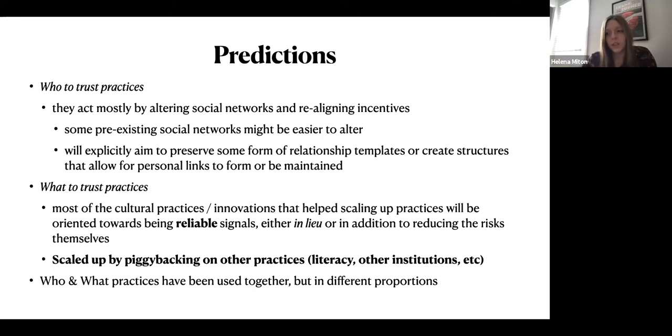And that's a pretty different prediction than whether you are actually reducing the risks related to trade and trust. And another aspect of those what to trust practices is that they're scaled up by piggybacking on other practices in a lot of cases, including literacy or other institutions. And finally, those who and what practices have been used together throughout history, but probably in different proportions in different places.